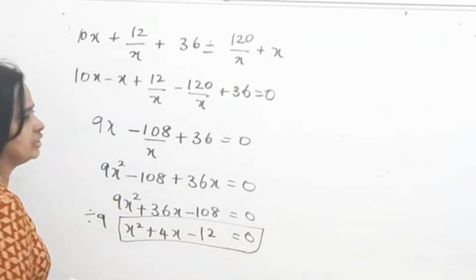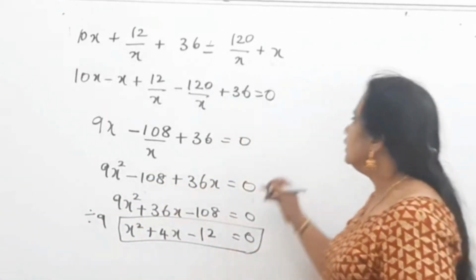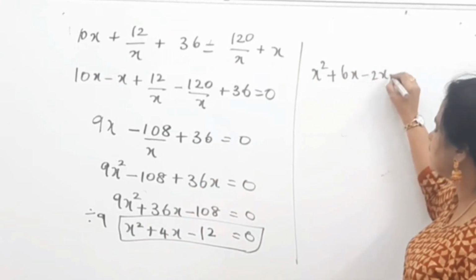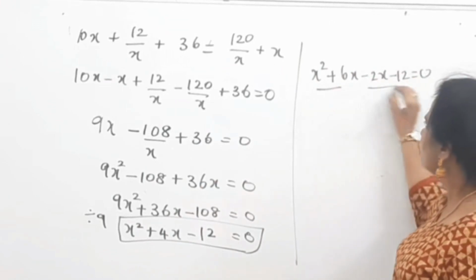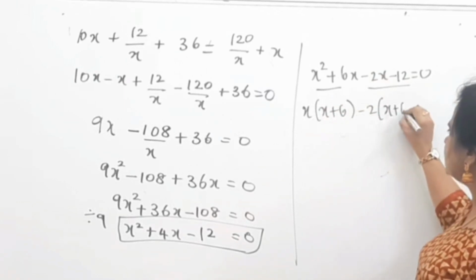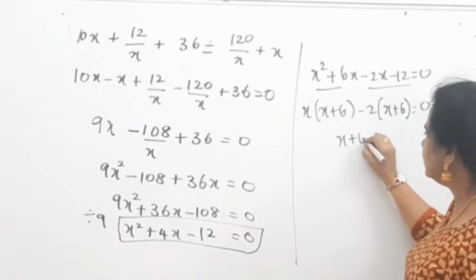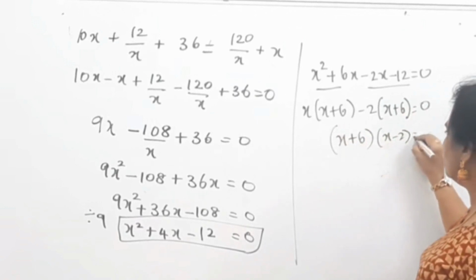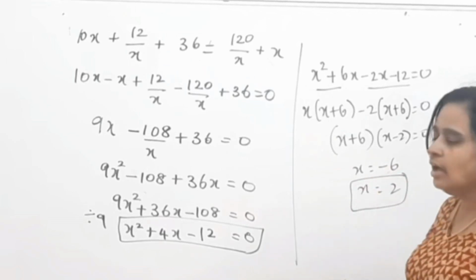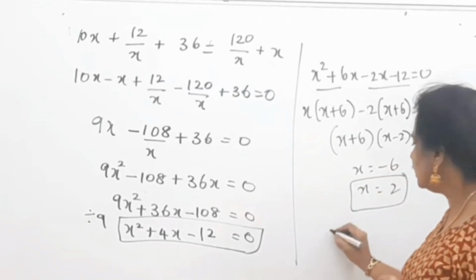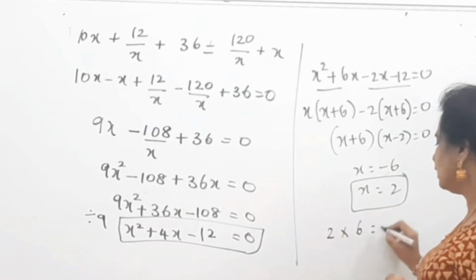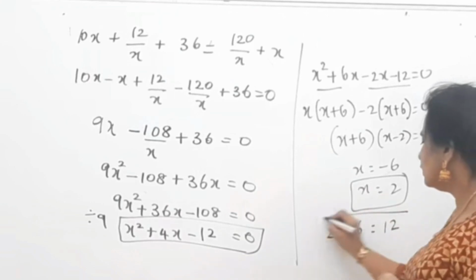This is my quadratic equation. So, on solving this, x square plus 6x minus 2x minus 12 equal to 0. Group the terms, x is taken outside, x plus 6 minus 2 is taken outside, x plus 6 equal to 0. So, x plus 6 into x minus 2 equal to 0, that is x is equal to minus 6 or x is equal to plus 2. That means my tens place digit is 2 and the units place digit is 12 by 2, which is nothing but 6, that is 26.